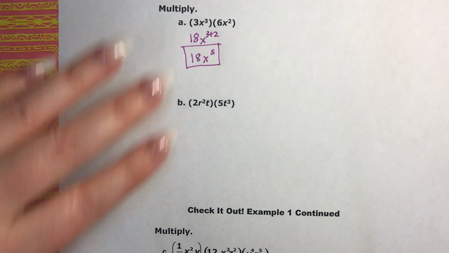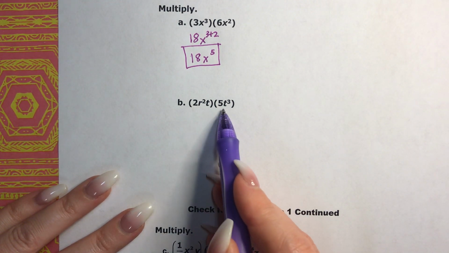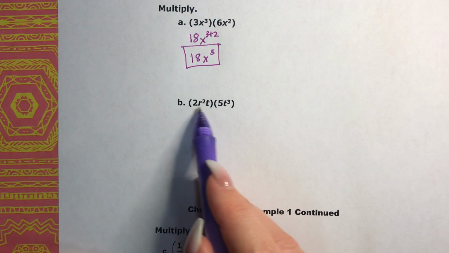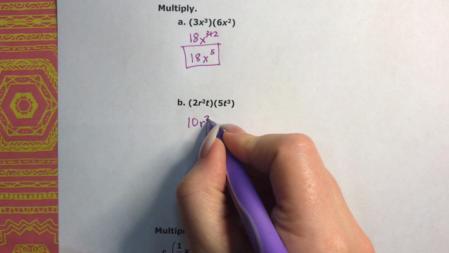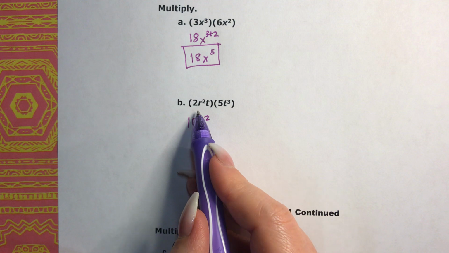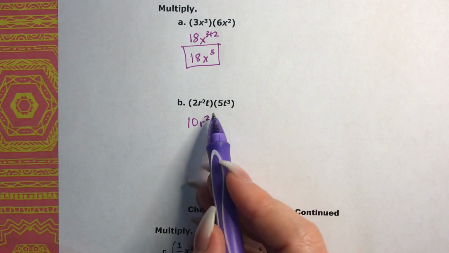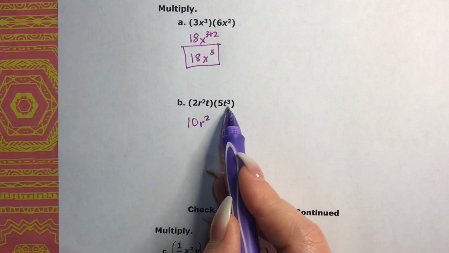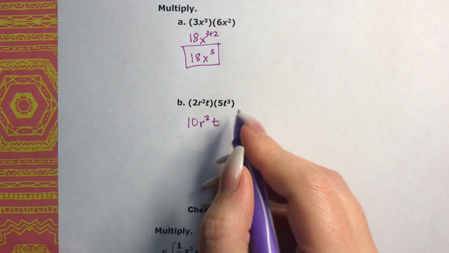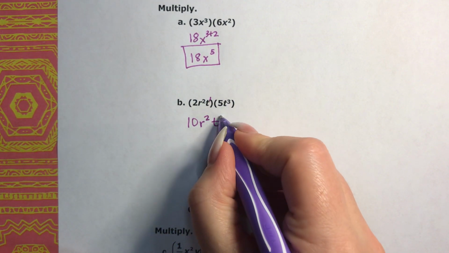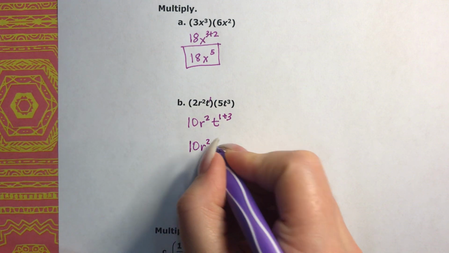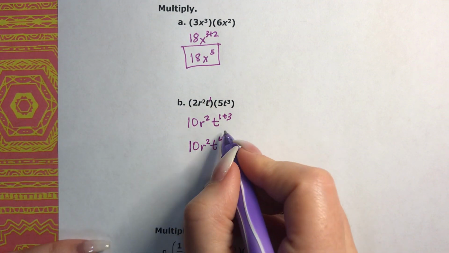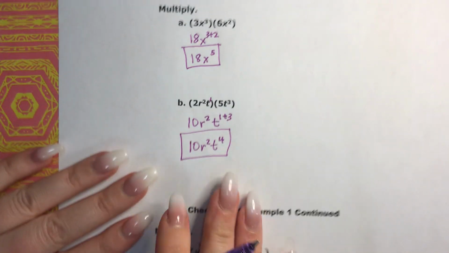Let's look at the next one. We have this monomial multiplied by this monomial. We're going to do the numbers first. 2 times 5 is 10. And then we have r to the base 2. There's no other r, so we just write r squared. But they do have a t times t to the third, so that's going to be product rule again. That's to the first power, 1 plus 3. So that's going to be t to the fourth. If you got both of those right, great job.